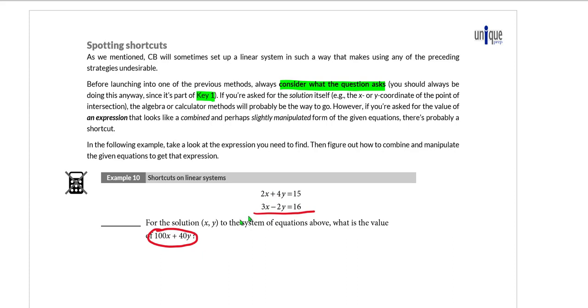Here's what I mean. In this question, they give us a system, and they are asking us for 100x plus 40y. Well, if we add these two equations, we get 5x plus 2y. That's 2x plus 3x is 5x, 4y plus negative 2y is positive 2y, 15 plus 16 is 31.